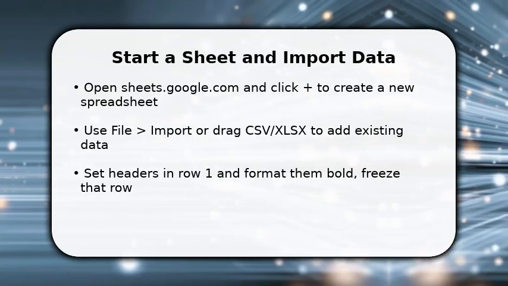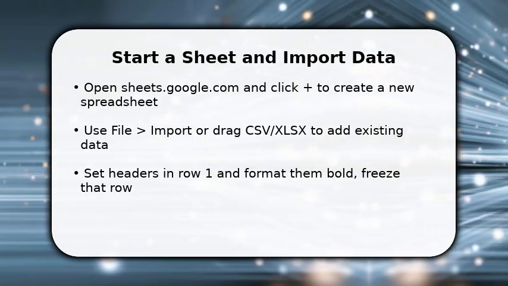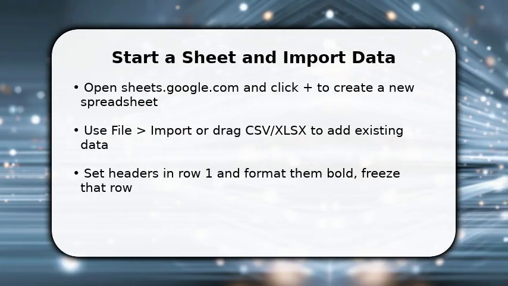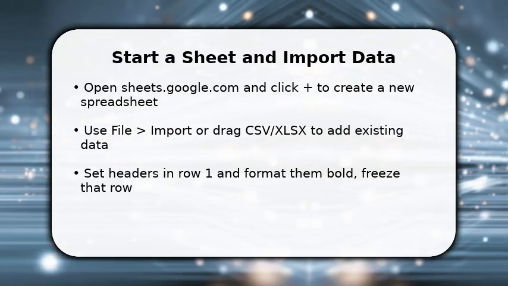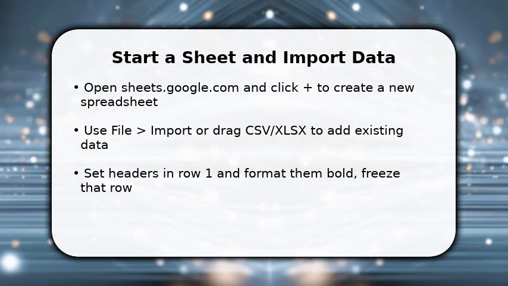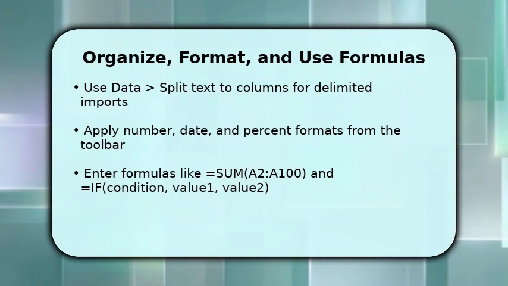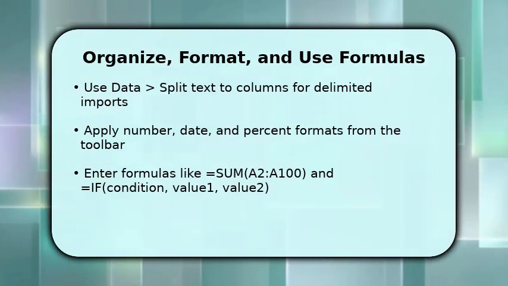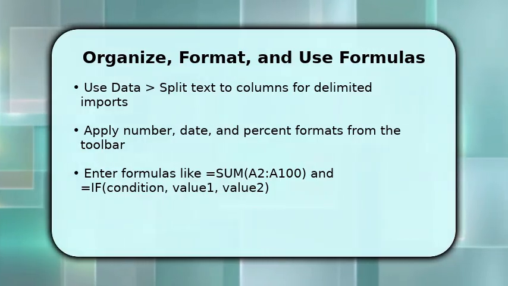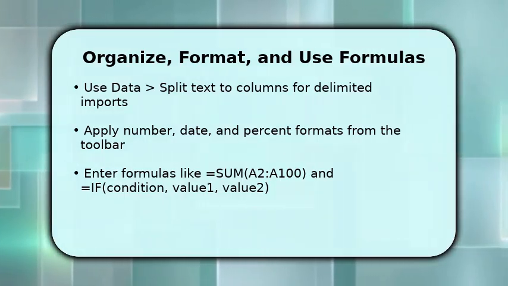You'll want basic formatting, bold headers, and automatic column widths, so formulas reference consistent ranges and you can see structure before building calculations. Now organize and convert raw cells into usable data. You should split text to columns for comma or tab delimited imports, then apply number, date, or percent formats so functions behave correctly. Next, create useful formulas.